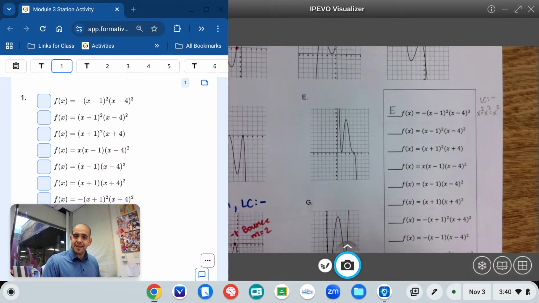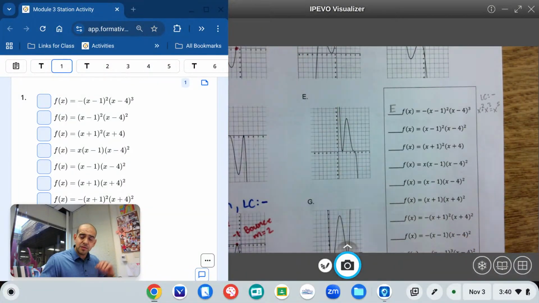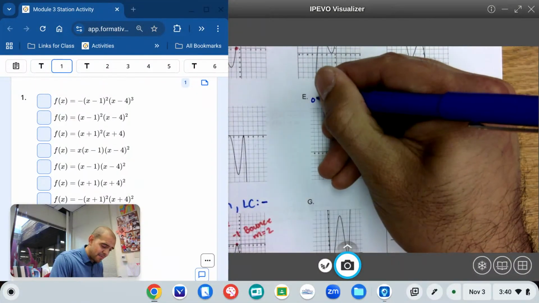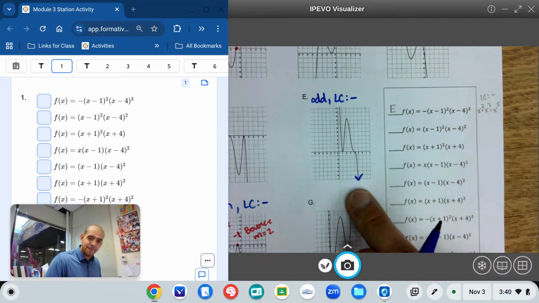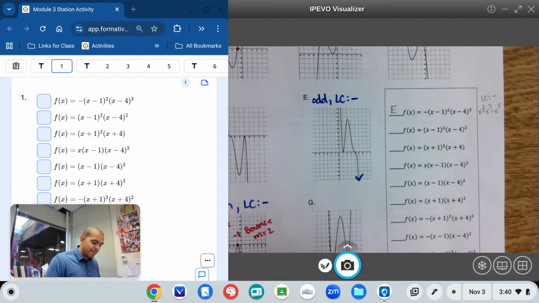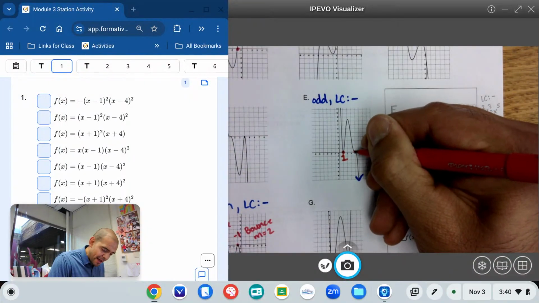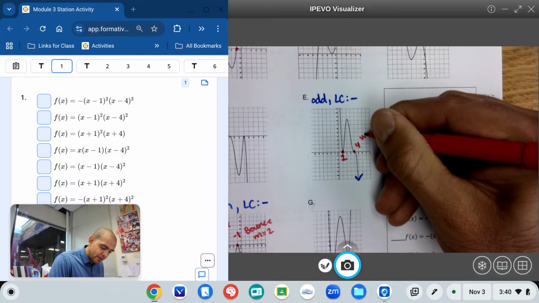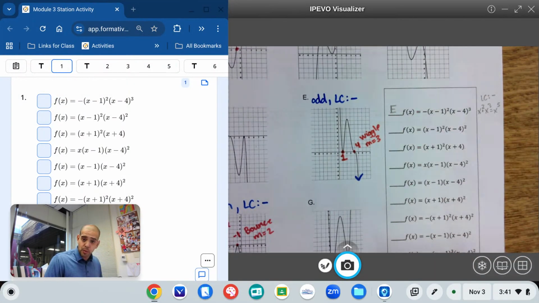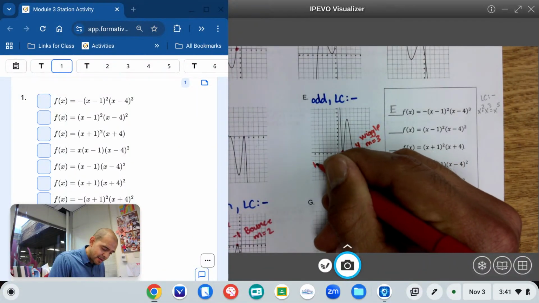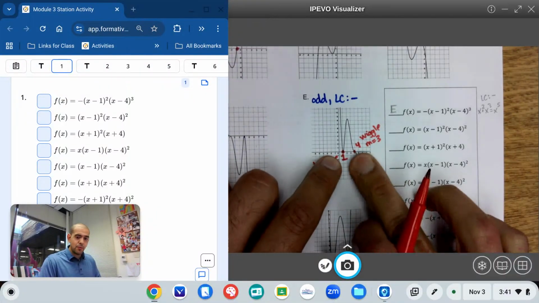Why is it letter E? Well, let's identify what's happening in letter E. It starts in the positive and ends in the negative. Two different directions. That's odd. My leading coefficient is negative because it ends in the negative. Now my roots: I have a positive 1 as a root, and I have a positive 4 as a root. There's a wiggle at 4, so that means it has a multiplicity of at least 3. There's a bounce at 1. That means there's a multiplicity of 2. A bounce and a wiggle.